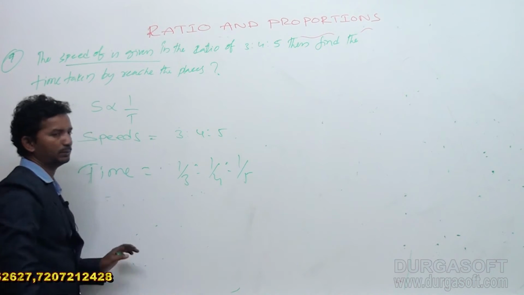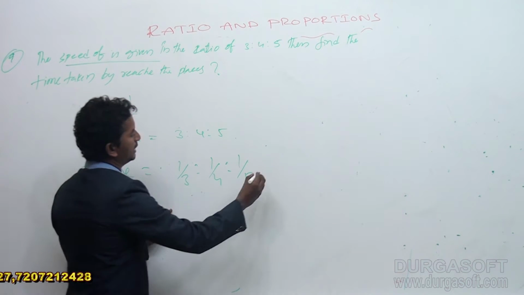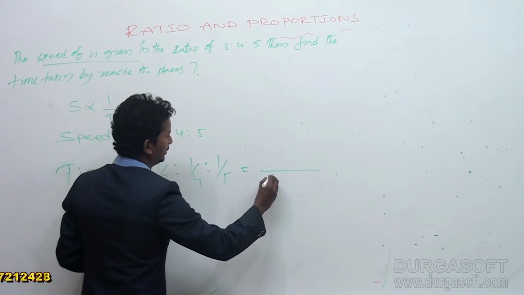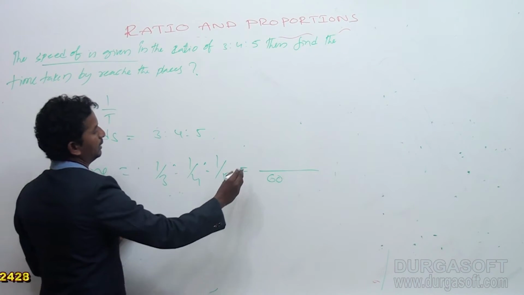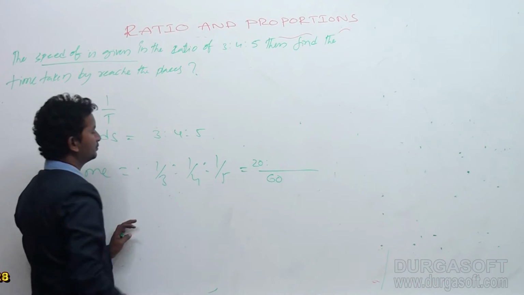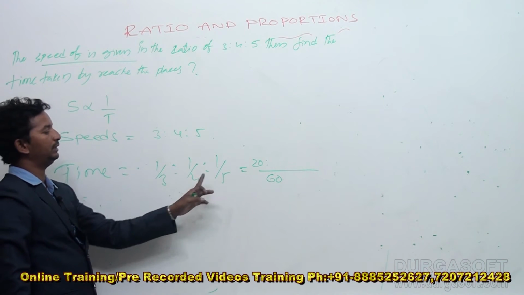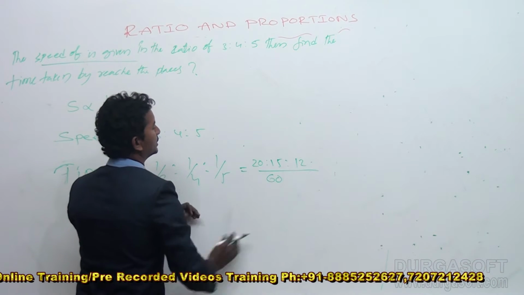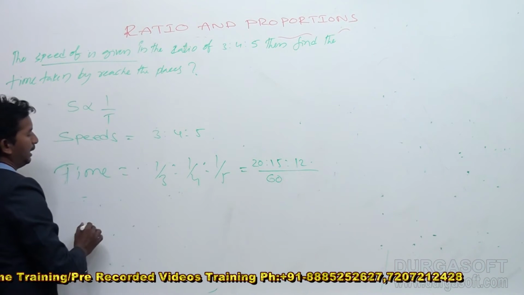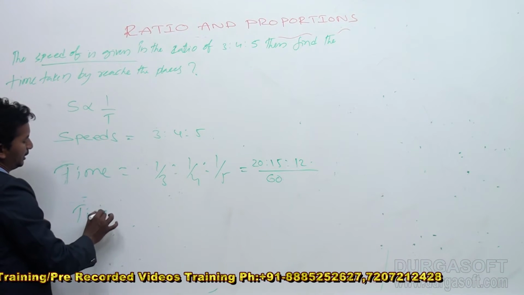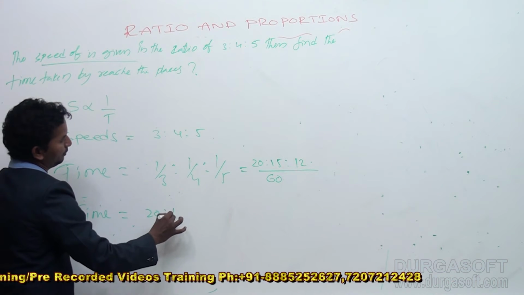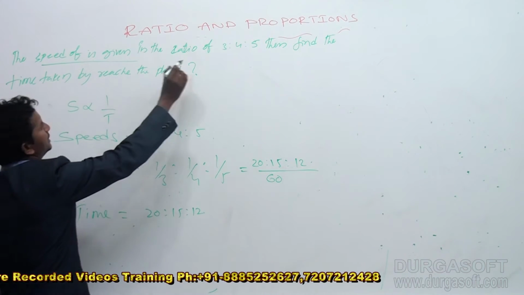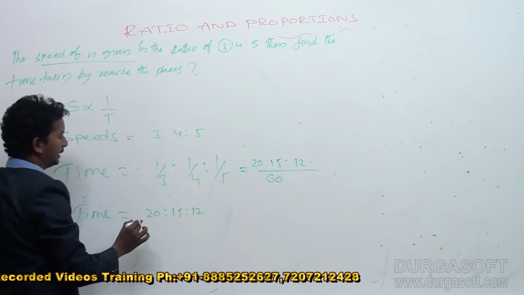1/3:1/4:1/5, the inverse. Now what is the LCM here? The LCM of 3, 4, 5 is 60. Now 60 divided by 3 is 20, 60 divided by 4 is 15, and 60 divided by 5 is 12. So the time taken is in the ratio 20:15:12.